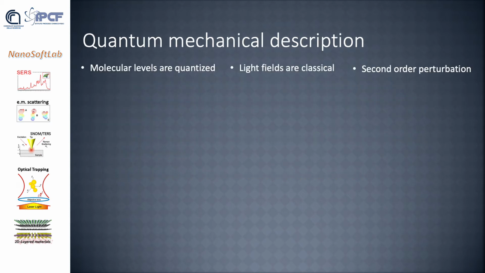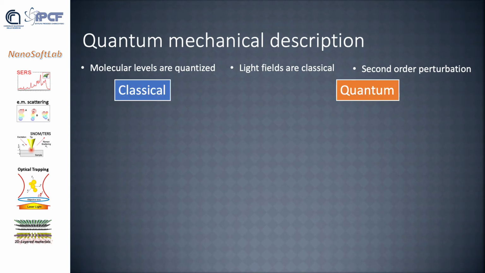In the quantum mechanical description of Raman scattering, the molecule is a quantum entity. Molecular levels are quantized, while the electromagnetic field is still treated as a classical entity. And we move to second-order perturbation theory. Let's see what the main differences are between the classical and the quantum approach. As we will see, there are several analogies.